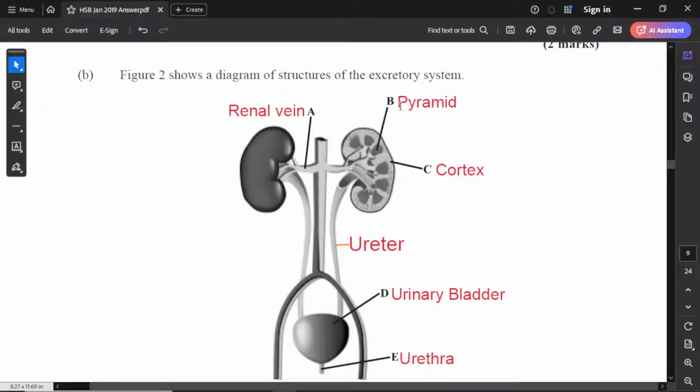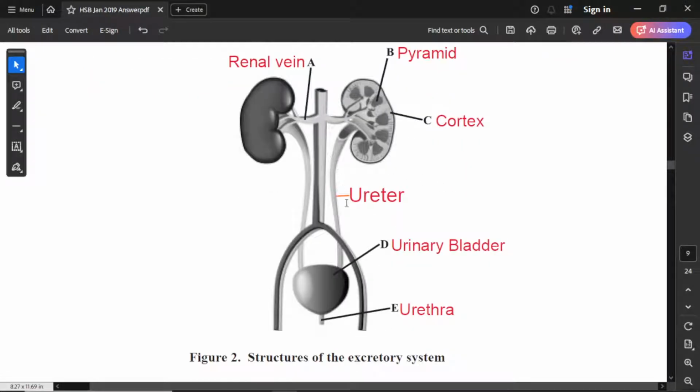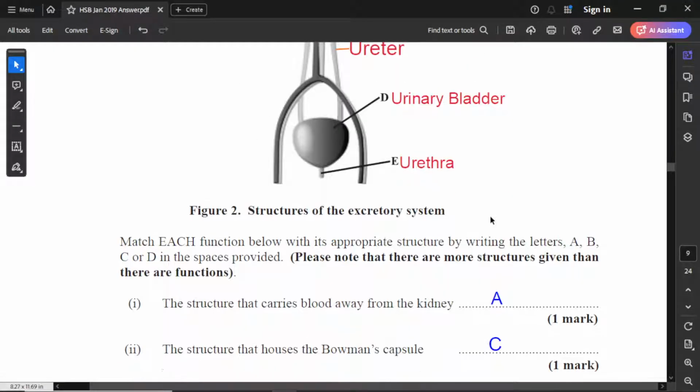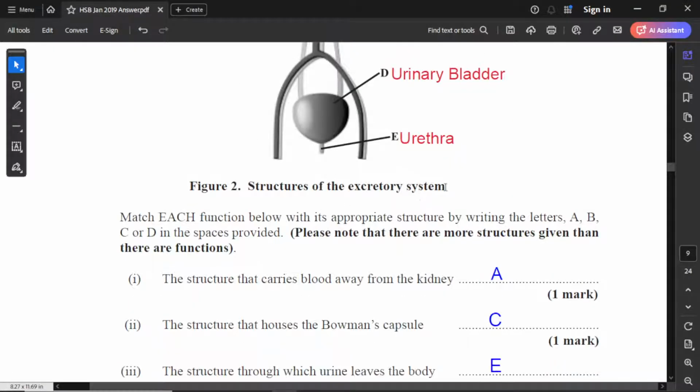All right, and so we have here B is the pyramid. C, we have the cortex. All right, they didn't ask us for this, but this is the ureter coming from the kidney. And then the ureter will go into the urinary bladder, which is D. And then E will be the urethra, and that is used to expel the urine from the body. All right, so figure 2 is the structures of the excretory system.